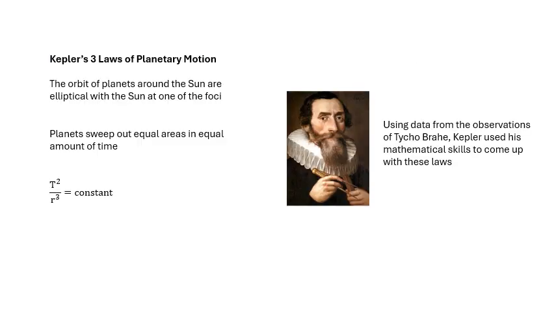Kepler's three laws of planetary motion. What are they? I'm not particularly interested in the first two, but the specification says that you should know them. The orbits of planets around the Sun are elliptical, with the Sun at one of the foci. Planets sweep out equal areas in equal amounts of time, and then T squared over r cubed equals a constant.